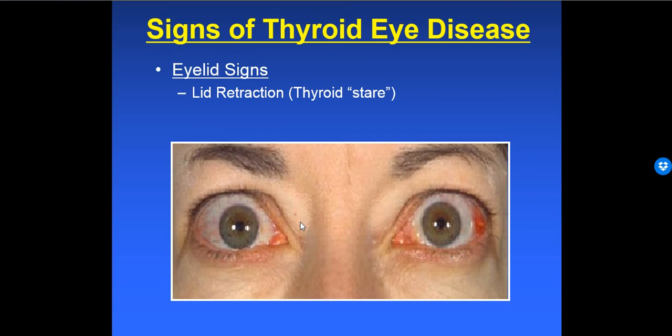So any adult that comes with a new onset of strabismus, particularly when it doesn't really have a pattern of any cranial nerve palsy, beyond myasthenia gravis, we always need to think about thyroid eye disease as a possible cause.